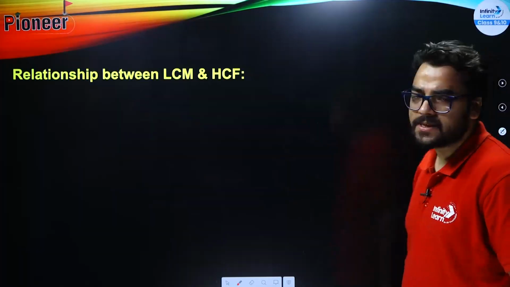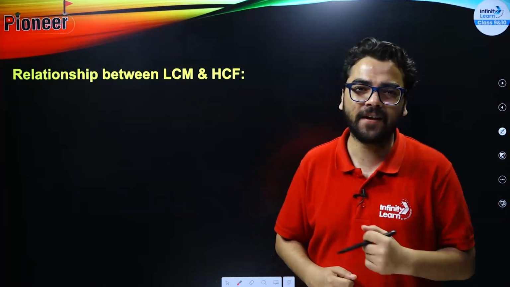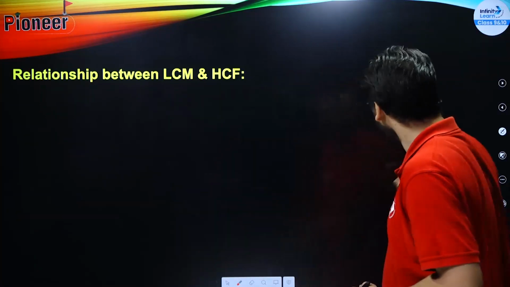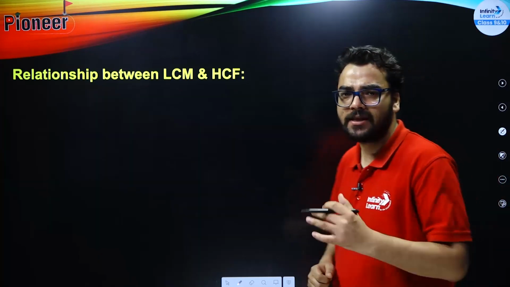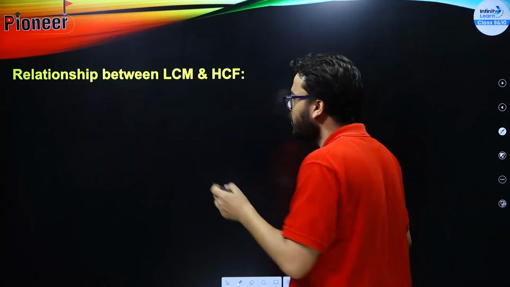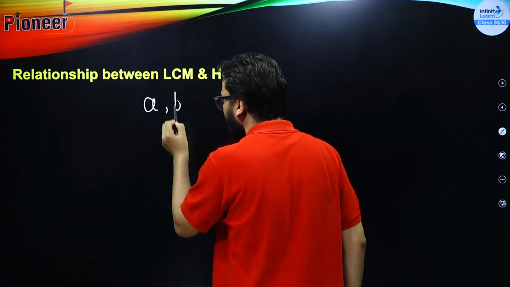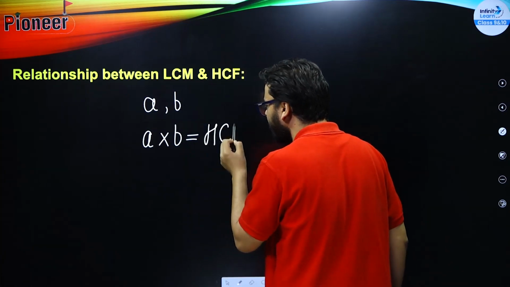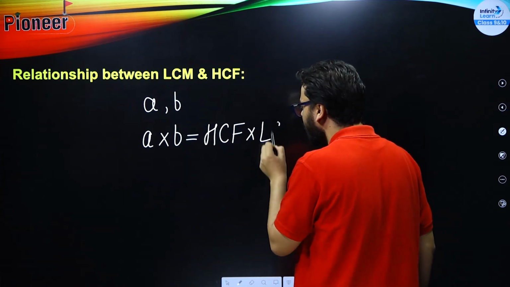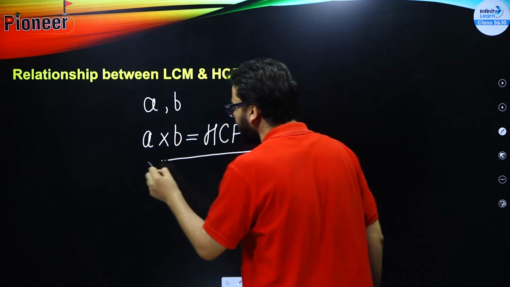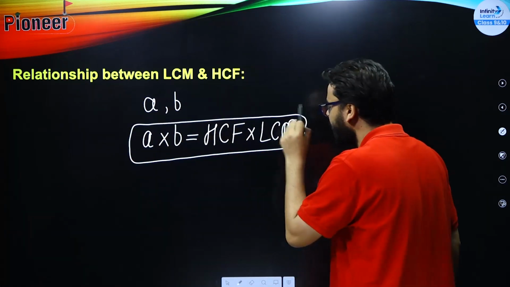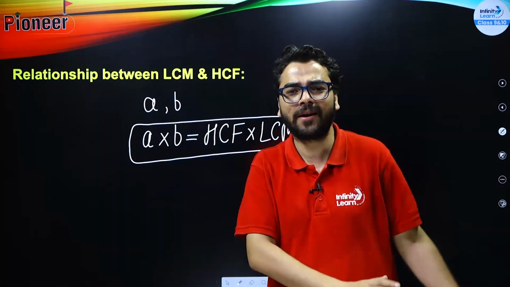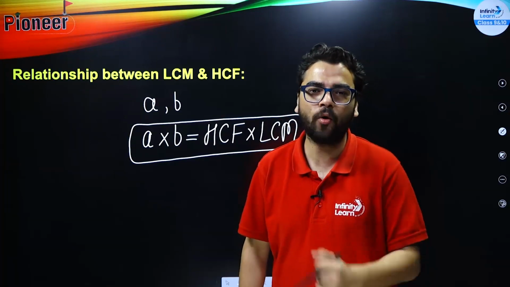Now there is one more concept, guys, the relationship between HCF and LCM of two numbers. We are talking about two numbers only. So what is the relationship between the HCF and LCM of two numbers, guys? For two numbers, suppose I am taking A and B, the product of two numbers is equal to the product of their HCF and LCM. And this is true for two numbers only. You cannot take the same result for three numbers. For three numbers, there is a different result to it, and if you are doing NCERT, it is given in the very last page of the first chapter. I hope it is clear.